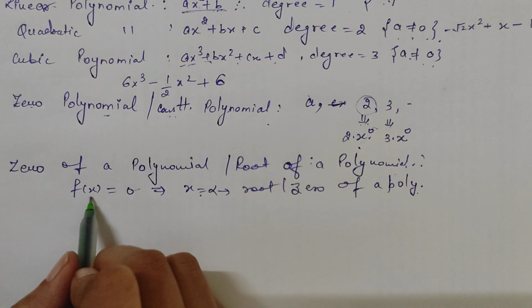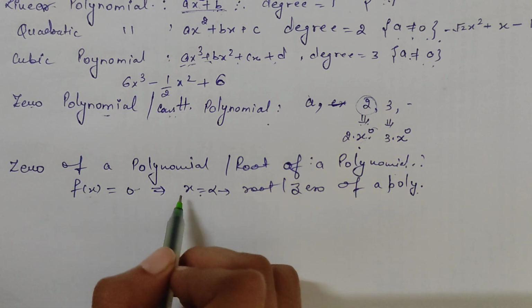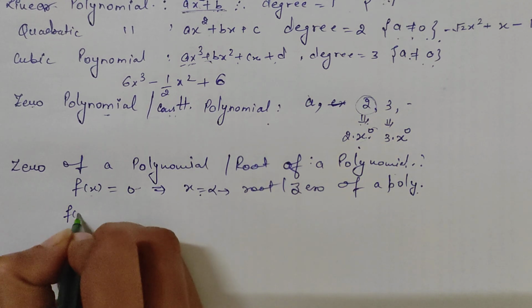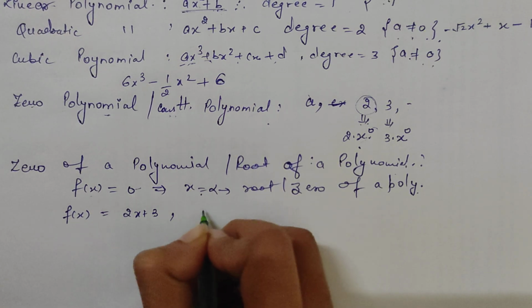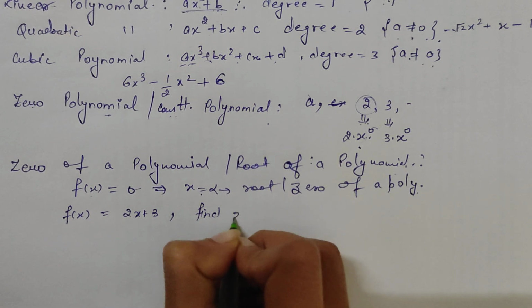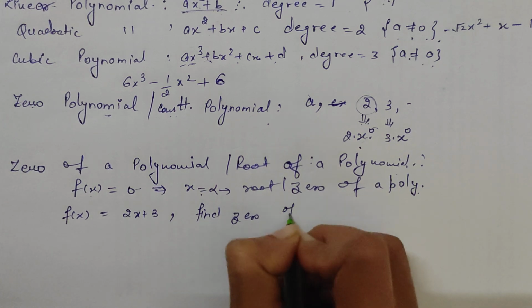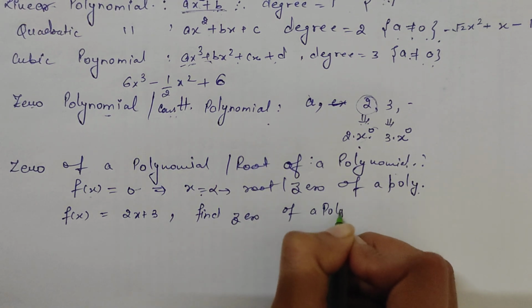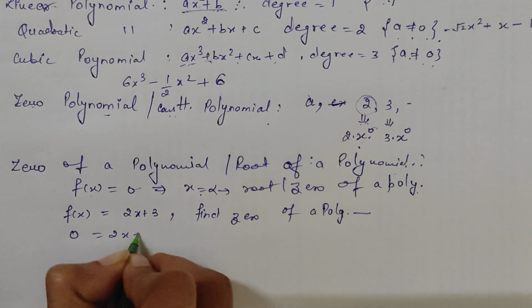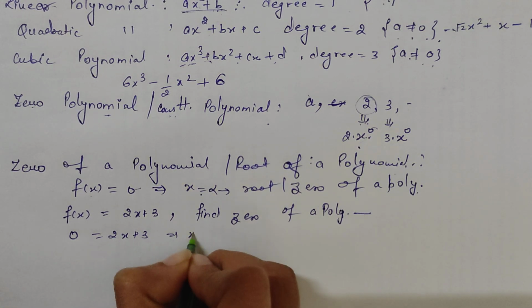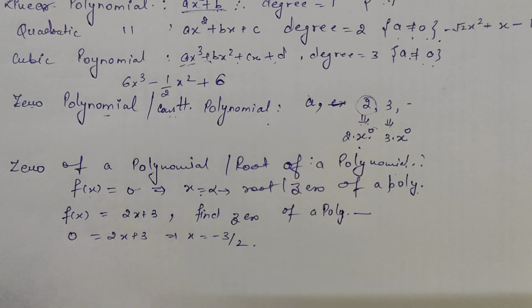Now you will say, ma'am, how do these work? See, if you have f(x) equals 2x plus 3 and you have to find the zero of a polynomial, then put it as 0. 2x plus 3 equals 0, what do you get? That is x equals minus 3 by 2.